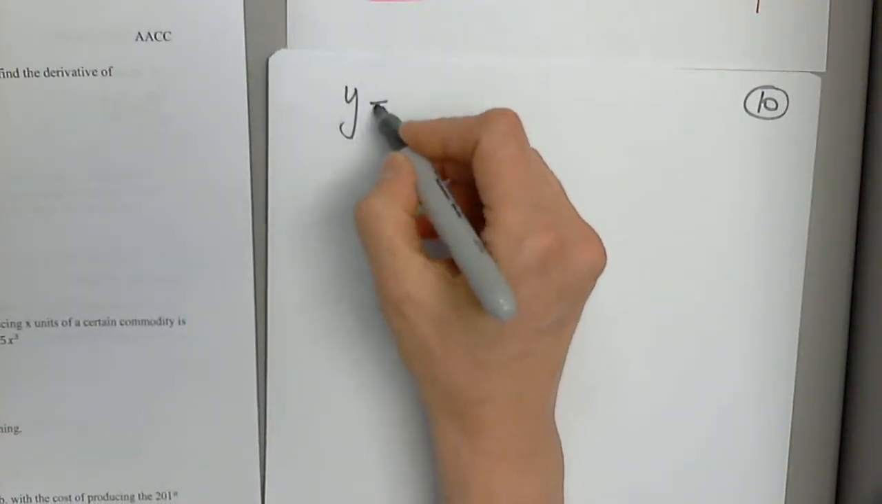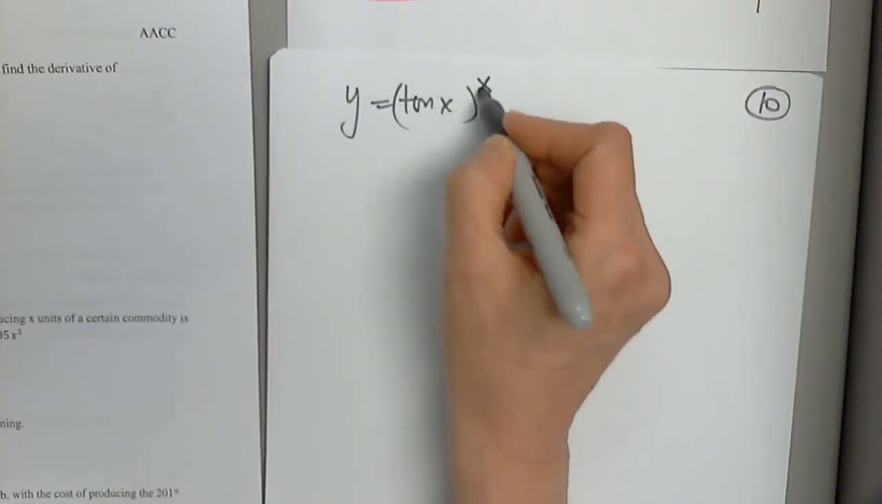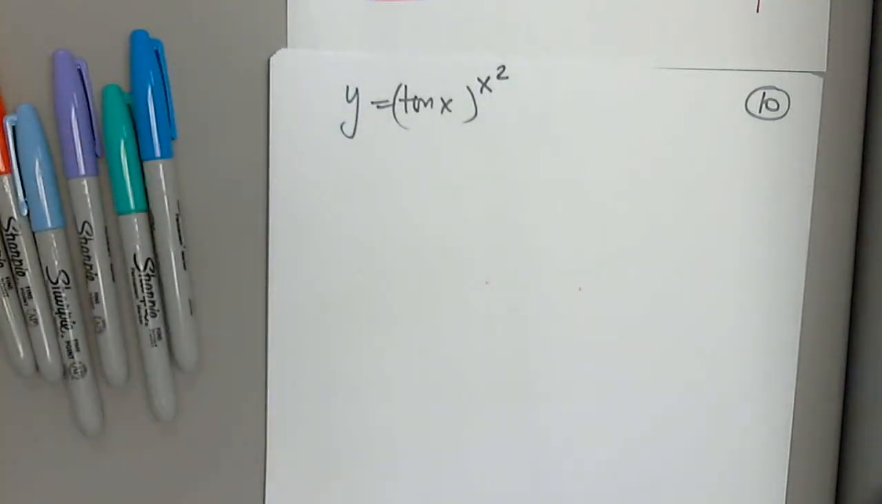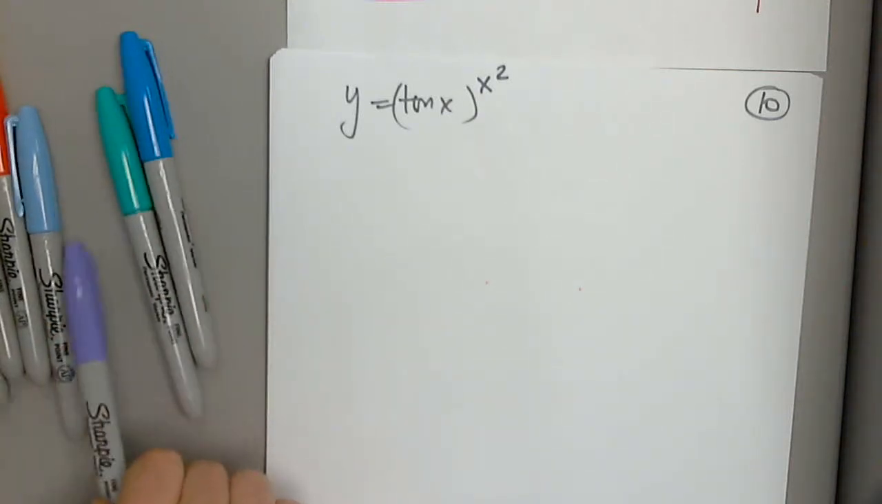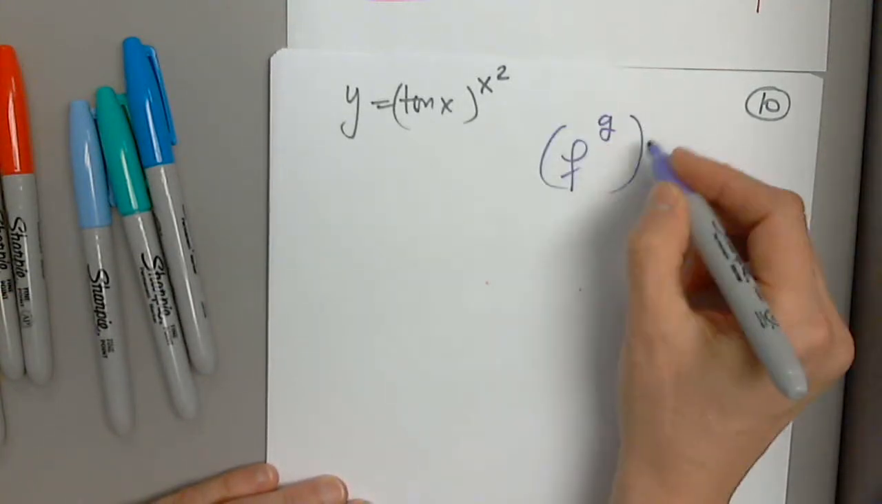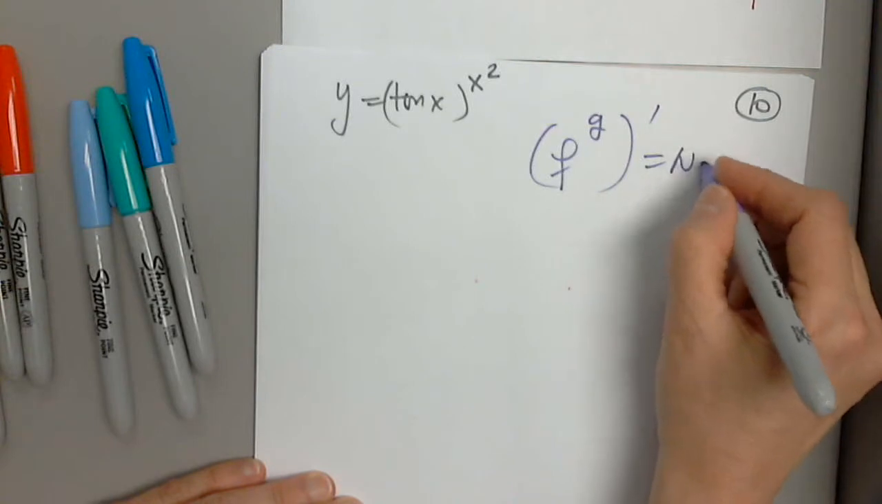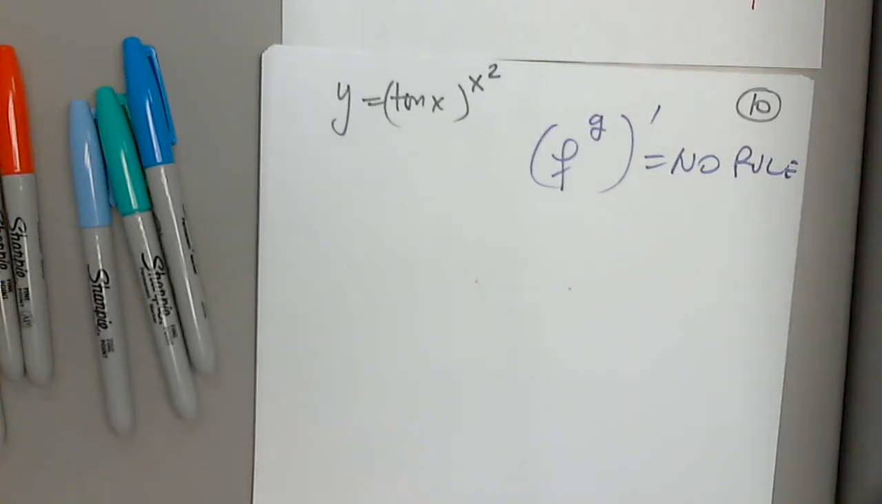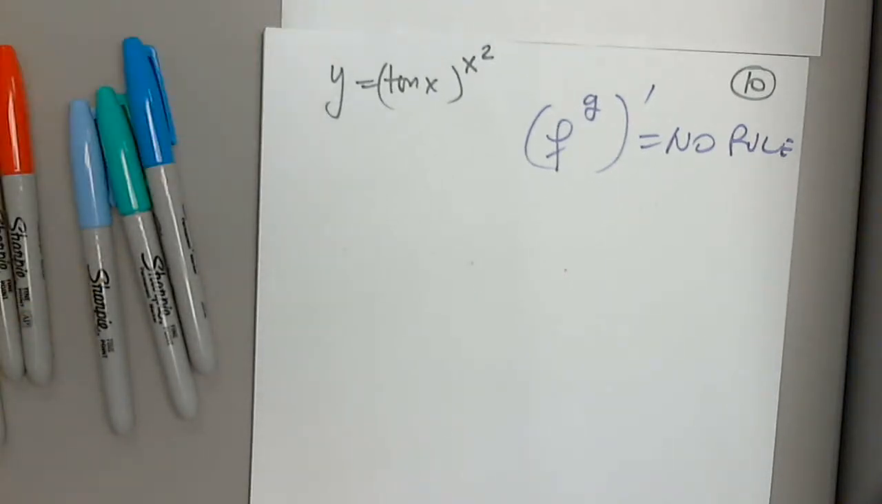We have y equals tangent x raised to x squared. Any suggestions? Logarithmic. Yes, because it's a function raised to another function. We have no rule for this. There is no rule. The only possibility is to apply log to both sides and then implicitly differentiate to get dy over dx. That's why the process is called logarithmic differentiation.